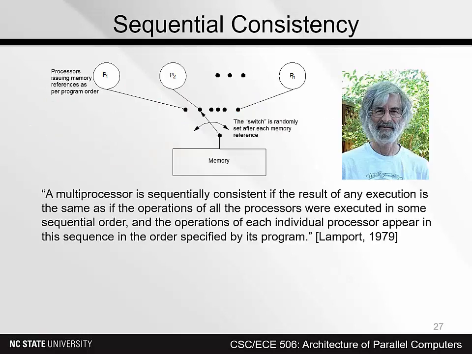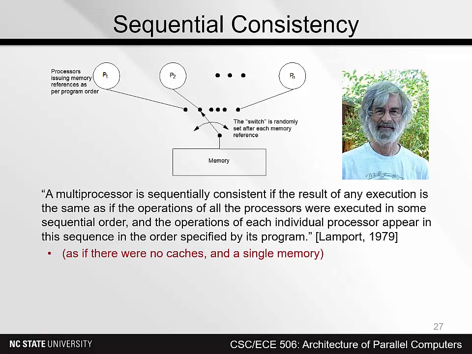Leslie Lamport is probably best known as the originator of LaTeX, but he won the Turing Award in 2013 for contributions to the theory of parallel computing. One of these was sequential consistency, which he defined in 1979. A system is sequentially consistent if it always produces a result that is the same as if all the processors in the system executed their operations in some order, and each processor sees the same ordering for these operations.